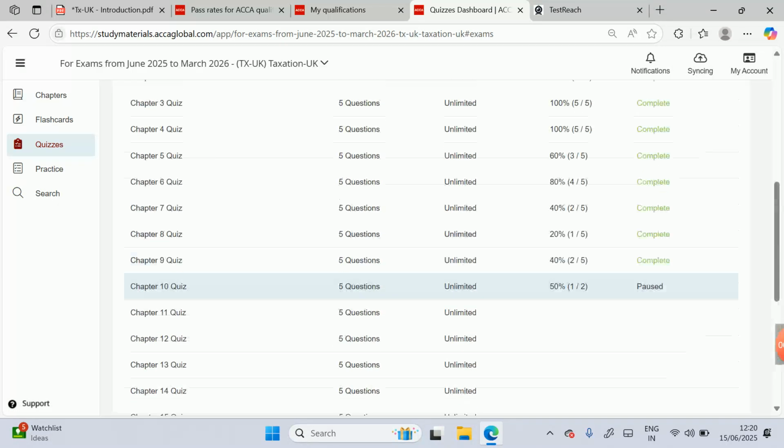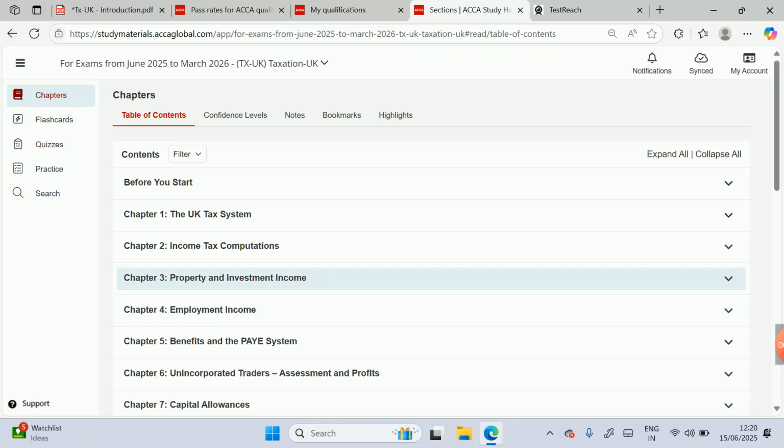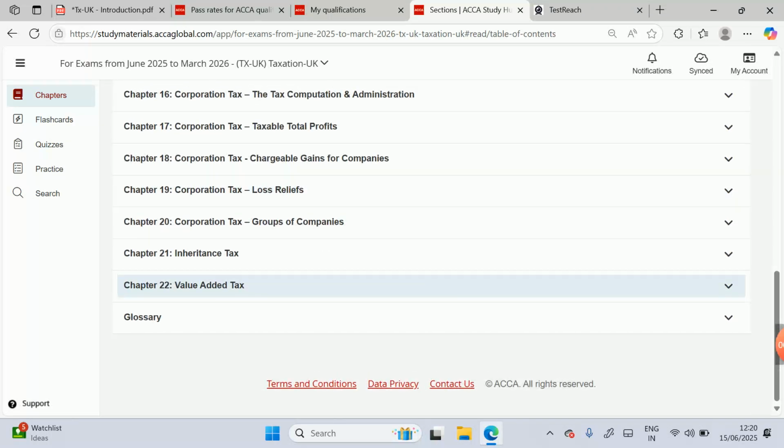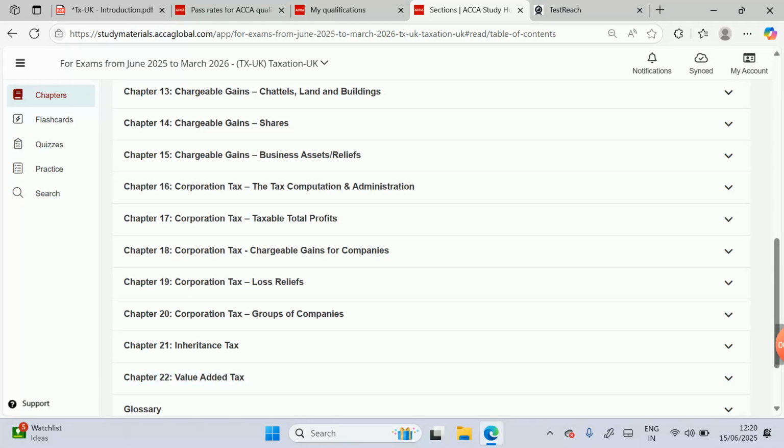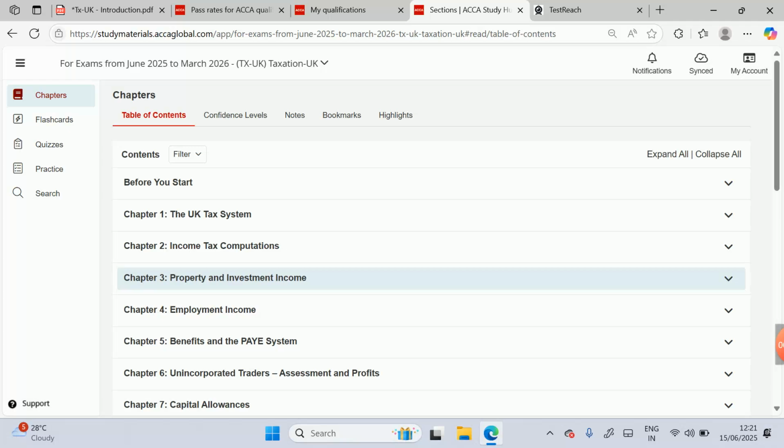So there are chapter-wise quizzes, but the issue is with the chapters. In Kaplan, there are 24 chapters, but in ACCA Study Hub, there are only 22. That doesn't mean that ACCA is having less content. No, it's just that some things are merged in other chapters. So there is a possibility that chapter 1 of Kaplan and chapter 1 of ACCA Study Hub may not be aligned. There may be some concepts covered here, but covered later in Kaplan's book, right?